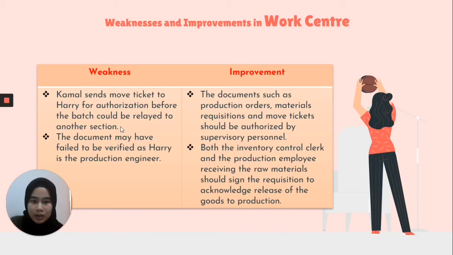So for the improvement, documents such as production orders, materials requisition, and move tickets should be authorized by supervisor personnel, which is the production control clerk or production employee. Both the inventory control clerk and the production employee receiving the raw materials should sign the requisition to acknowledge release of the goods to production. So two authorizations are needed to prevent any misuse of inventory in production.